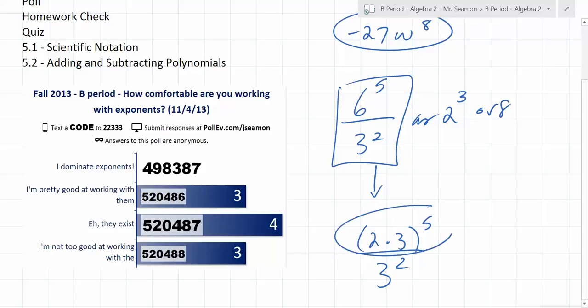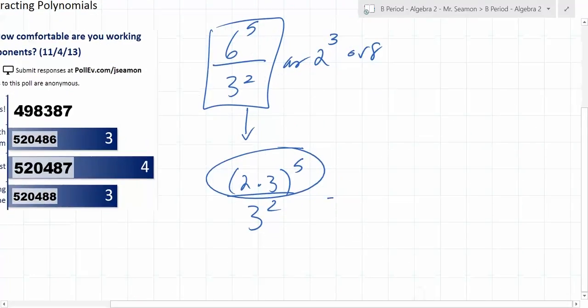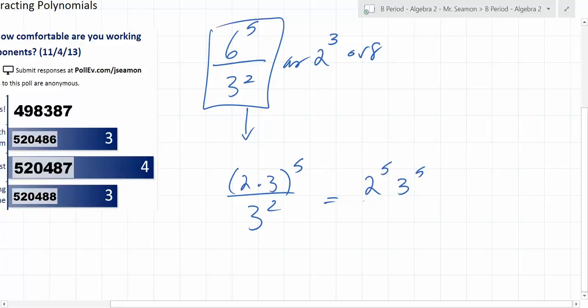Look at the numerator here. What can you do with that power of 5? You literally distribute it to the powers. So it'd be 2 to the 5th times 3 to the 5th, all over 3 squared. Now, do you have a common base? What's the common base? So what's this going to be? 2 to the 5th times 3 to the 3rd.